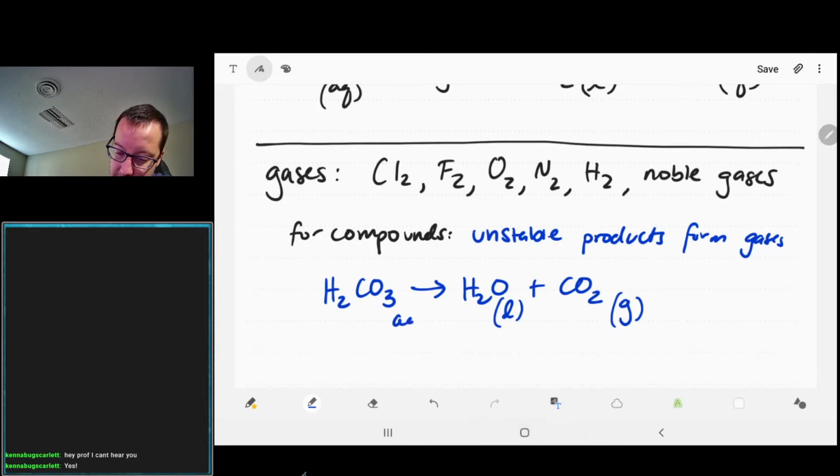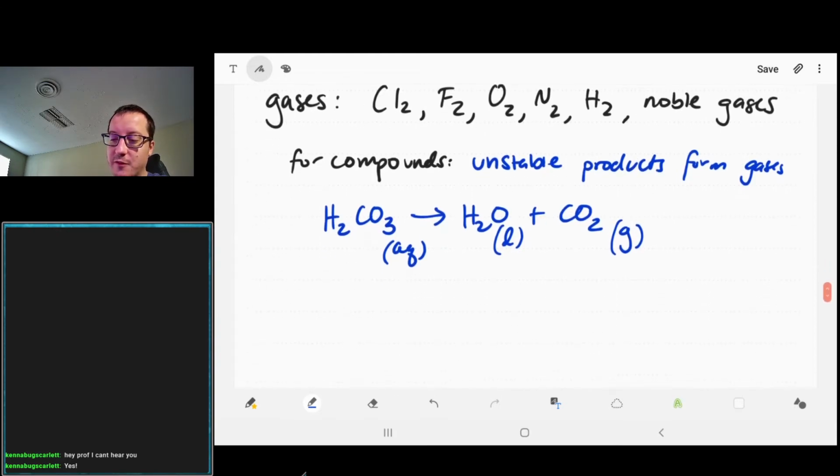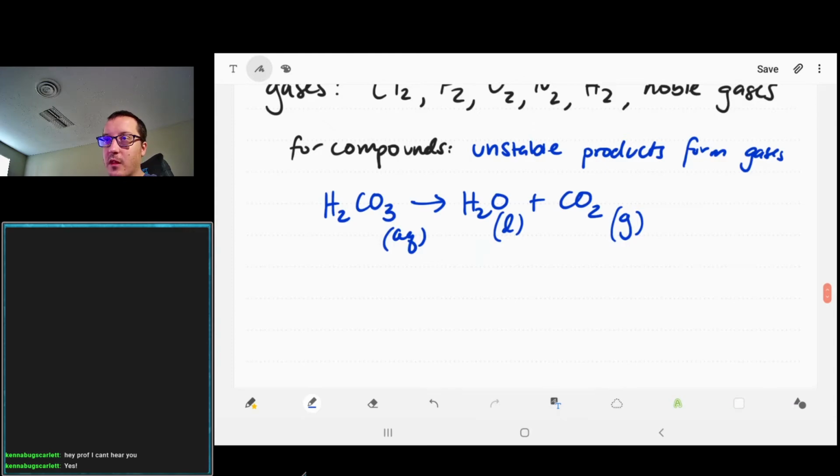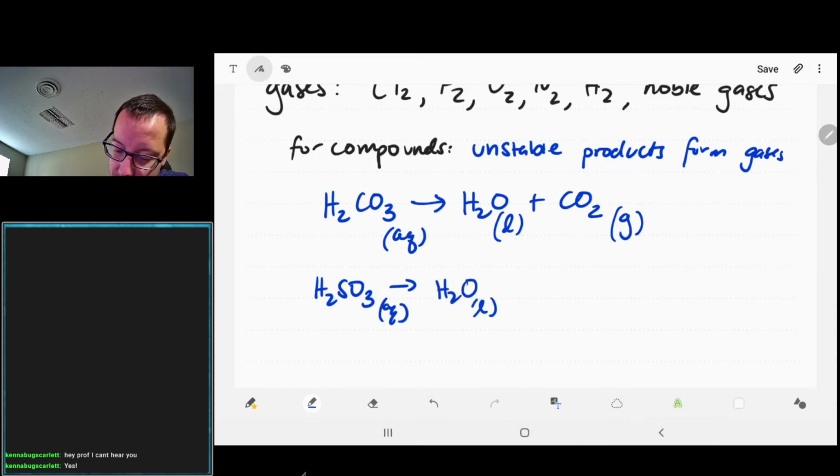Or perhaps you may have remembered your elementary school chemistry. We'll take a look at a video of that later, but I want to show you the kind of four reactions that will produce gases here. Another one will be sulfurous acid. That one will also be unstable, and it will break down to form liquid water and sulfur dioxide. So analogous to the last one, just sulfur instead of carbon.